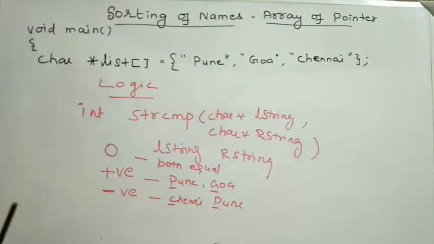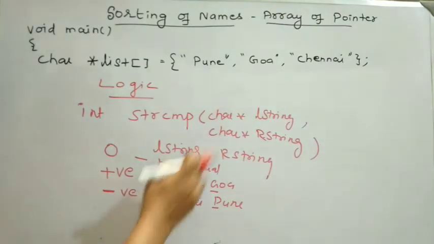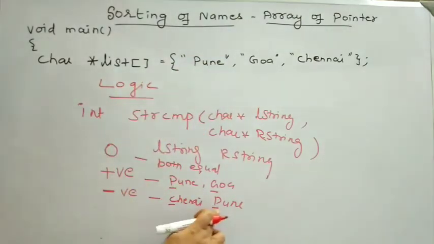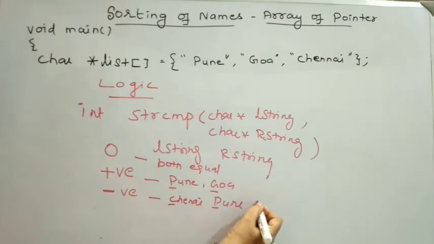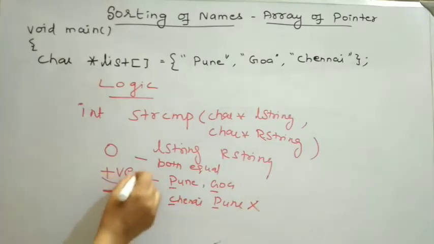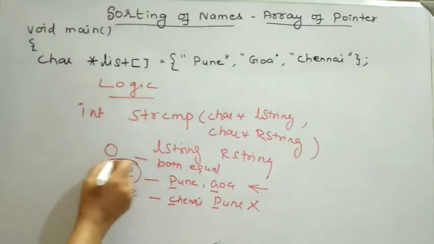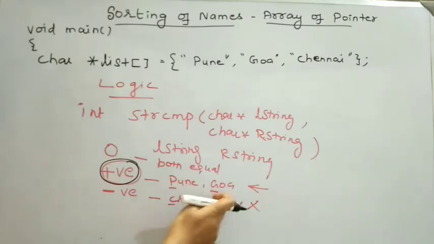When the character in the left string comes before the character in the right string, then it returns a negative value. Okay. So if it returns a negative value, there is no need to shuffle the positions of the strings. Basically, Chennai comes before Pune, so no need to shuffle the strings. When it returns a positive value, we need to swap the positions of both strings. So we are concerned with this: if string compare returns a positive value, we need to swap the positions of both strings. That is the logic we are going to use.